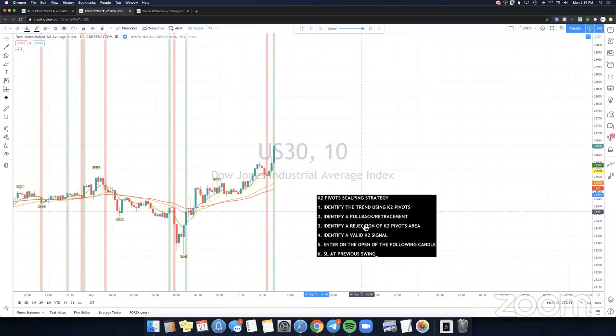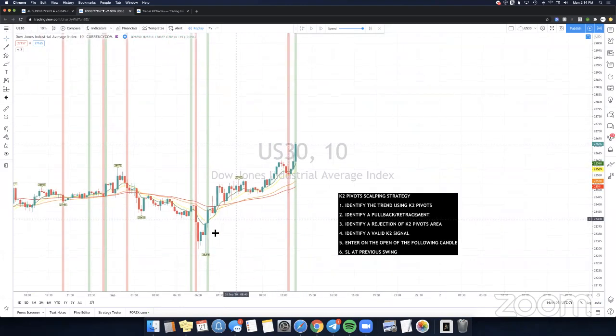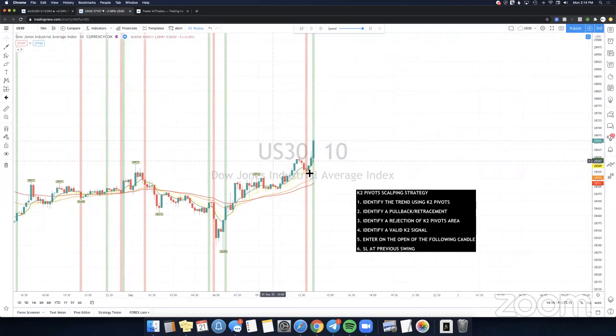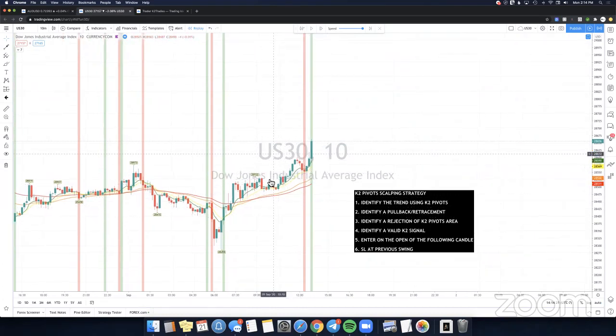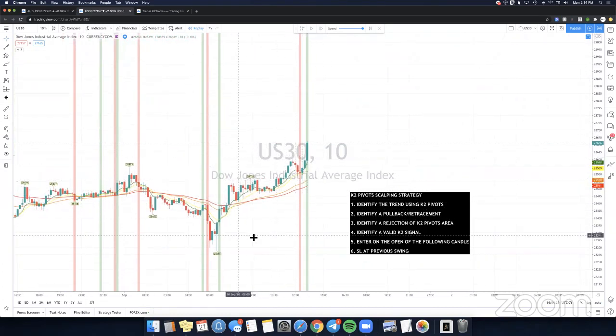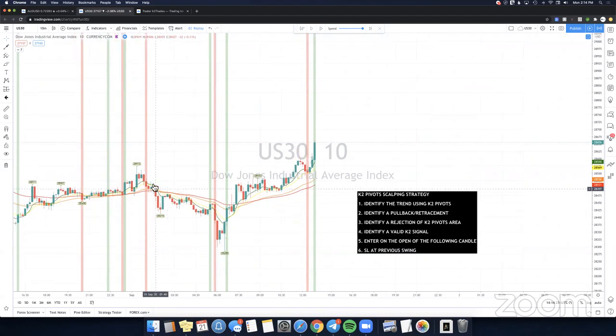So basically, first you want to identify the trend using the K2 pivots. So when price is above the pivots and the pivots are all angling upwards and they're spread out like they are right here, this would confirm that price is trending up. Because obviously when price is above it and the pivots are all angling that direction, you can see here that it's a clear trend up. Similar when it's below. So right here, price is below the pivots. The pivots are all angling down and they're spread out. So this would be considered a downtrend.